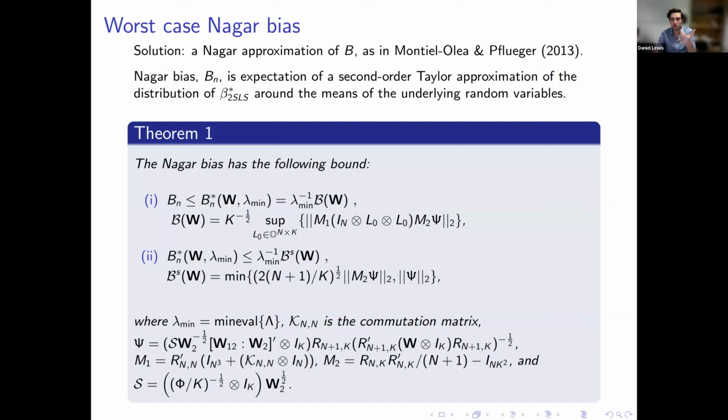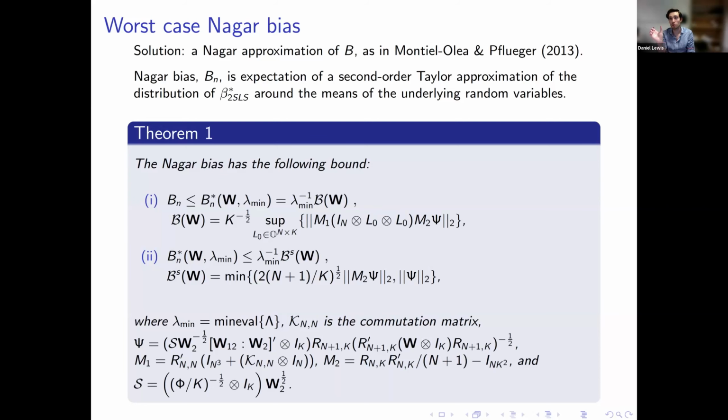So the first result, part I here, is providing a sharp bound for the Nagar bias, which we denote as B star sub n. And we show that this has two different parts. The first, script B of W, is going to be the supremum over essentially a function of matrices of zeros and ones and functions of W, which can be consistently estimated, and orthogonal matrices L0. So essentially, this is just an optimization problem. It gives you script B of W.